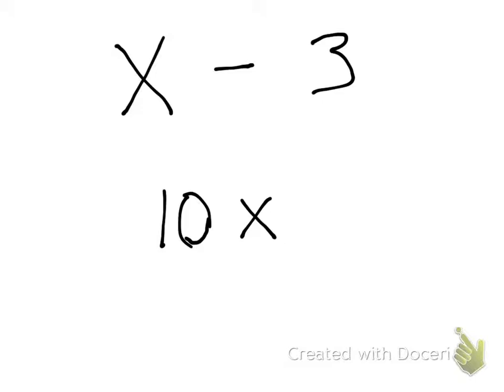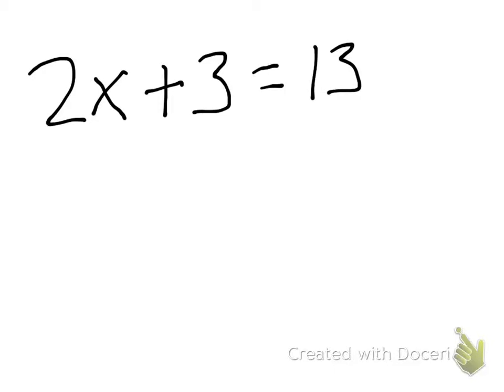Your turn. Try to translate these two expressions into words, x minus 3 and 10x. Refer back to the vocabulary page if needed. Here is a more challenging one. It is now an equation. We would follow the same steps in this case, but now we have an equal sign. Take a moment to think about how you would translate this equation.